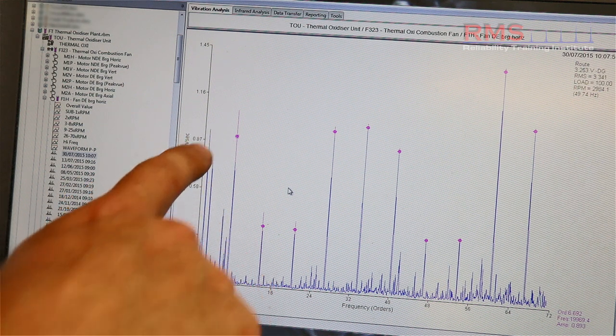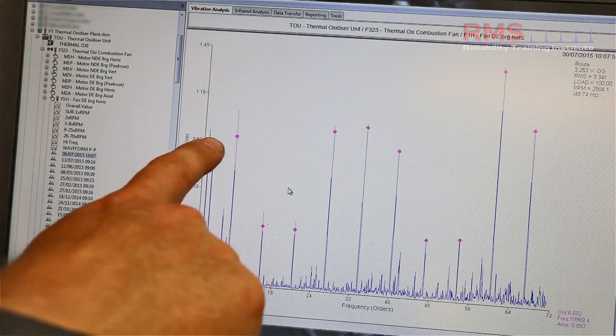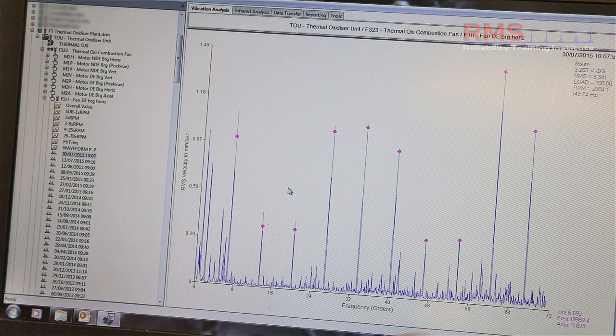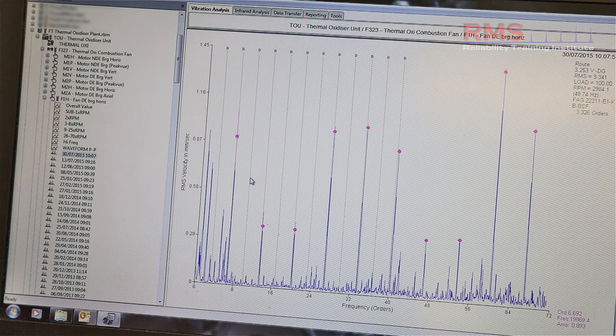Now this primary frequency here, that's these harmonics, is occurring at 6.692 orders, so it's a non-synchronous vibration. So what we're going to do, I've actually got the bearing numbers on this machine and I can overlay them. So what I'm going to do, I'm going to overlay them now. So let me go to the correct bearing.